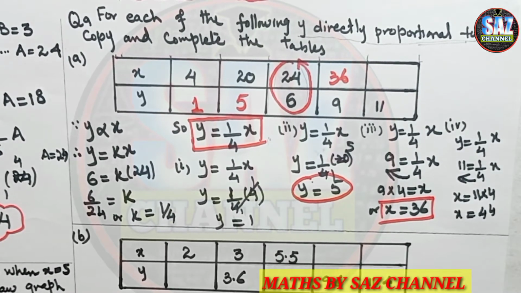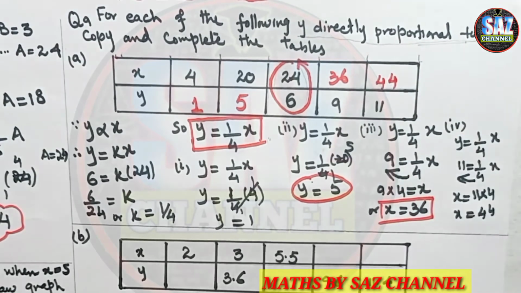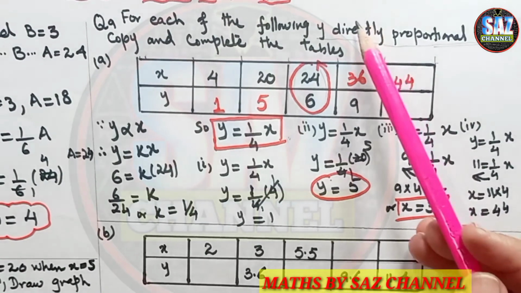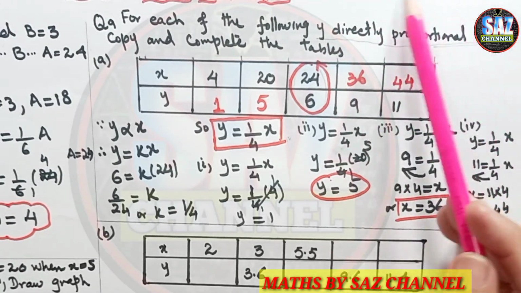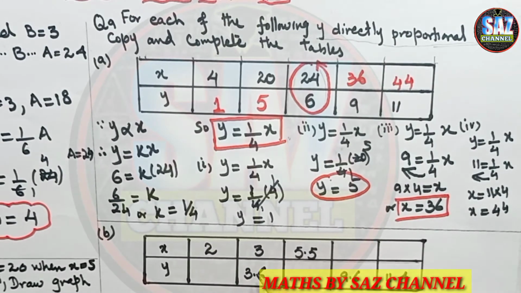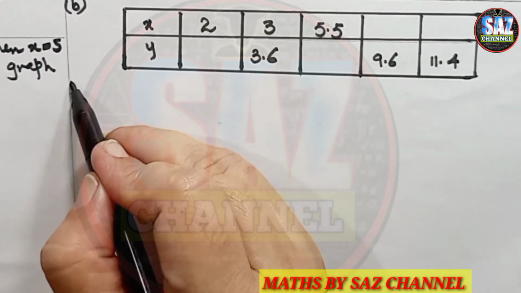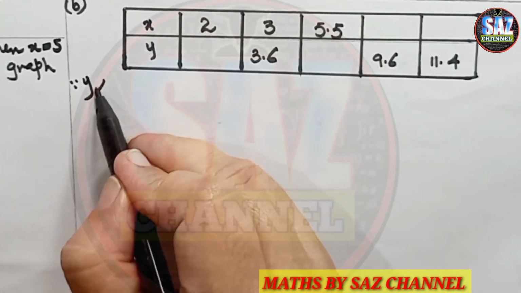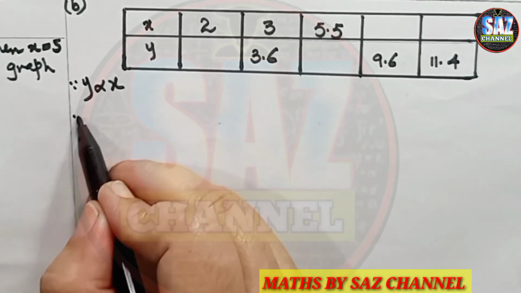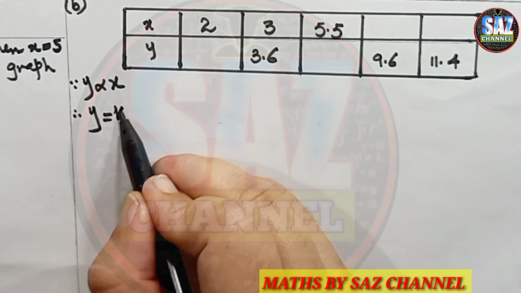I hope you are clear about this question. And now let's move to the next part of the same question. That says, for this question, again we have to use this information that y is directly proportional to x. But now the constant of variation we have to calculate with the help of the information given in this table. So again, y is directly proportional to x. Therefore, y will be equal to k times x.